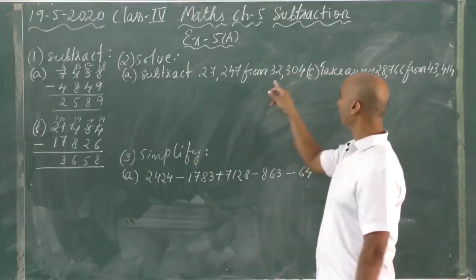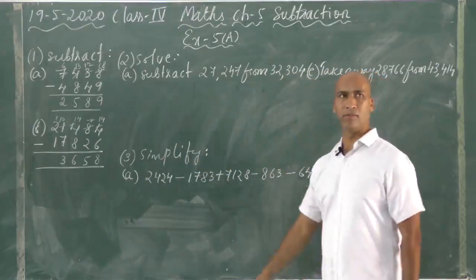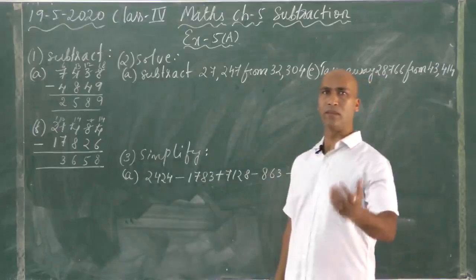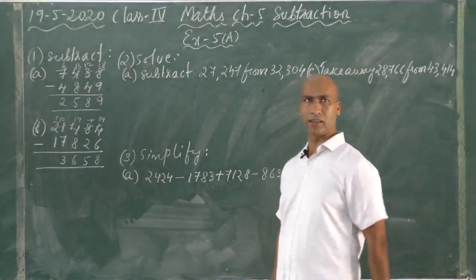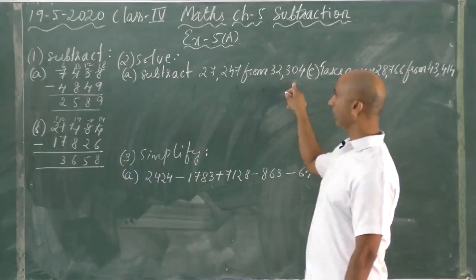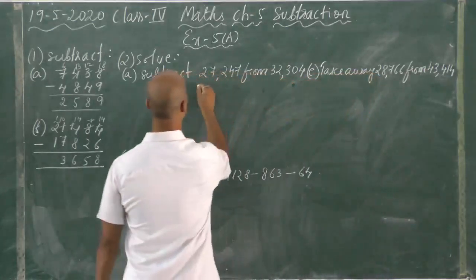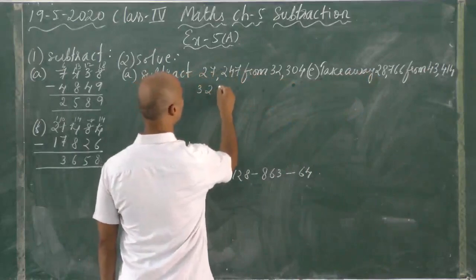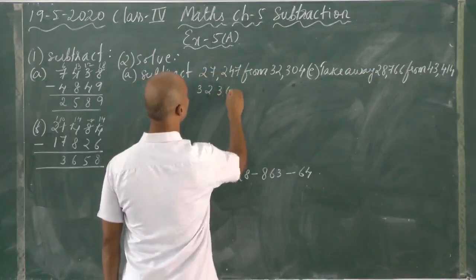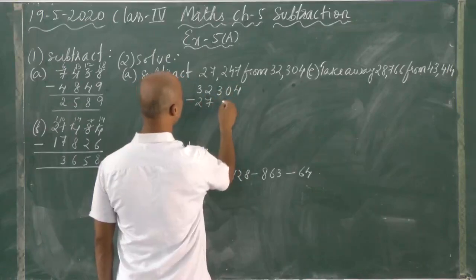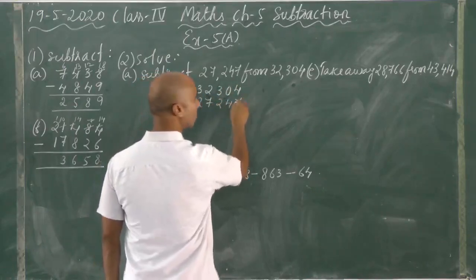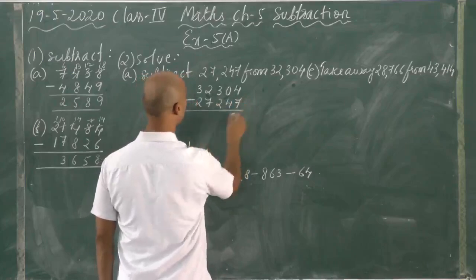Now question number 2, it says solve, subtract 27,247 from 32,304. So from is always written on the top, or from the greater number you always subtract the smaller number. So this is the greater number, so you will write it 32,304 minus 27,247.